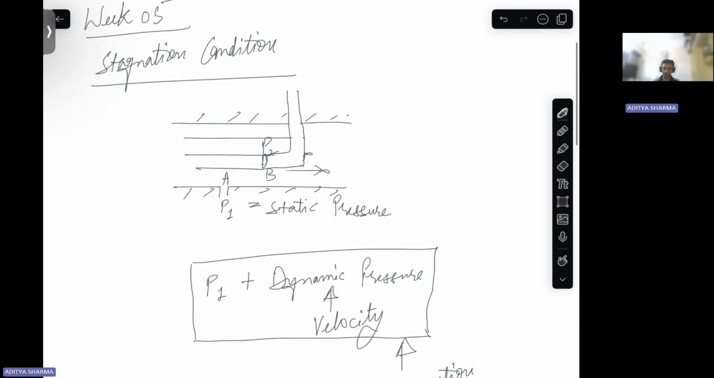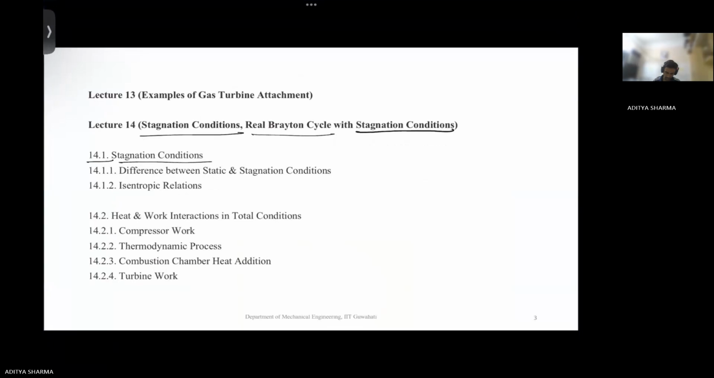So from here, what is stagnation condition? Where your velocity is zero. At point B, your velocity is zero. So this dynamic pressure that we see at point B with static pressure is your total pressure or stagnation pressure. And the condition at B is your stagnation condition. So this basically is the difference between your static and stagnation conditions.